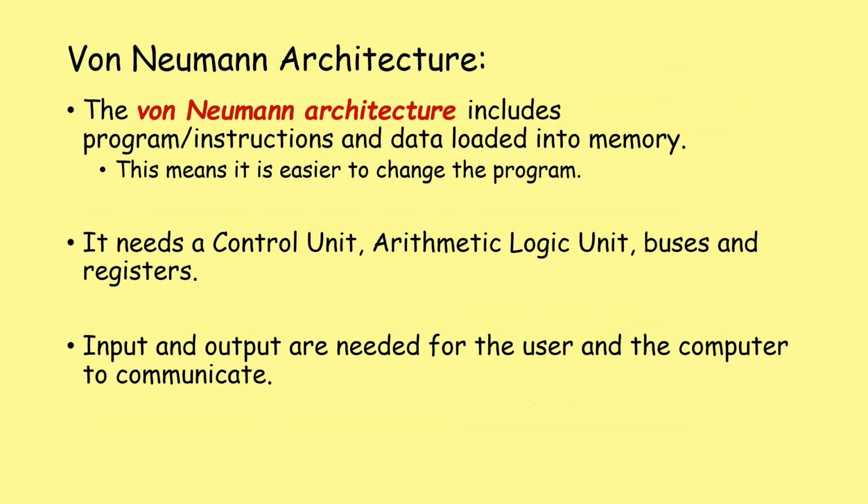Next, we have the von Neumann architecture, or von Neumann, depending on how you want to pronounce it. The von Neumann architecture is a major development in how we built computers. The key feature is that the program itself and the data were both loaded into memory. This makes it a lot easier to change and update programs. The von Neumann architecture needs a control unit, an arithmetic logic unit, buses, and registers. It also requires input and output so that the user and the computer can communicate.